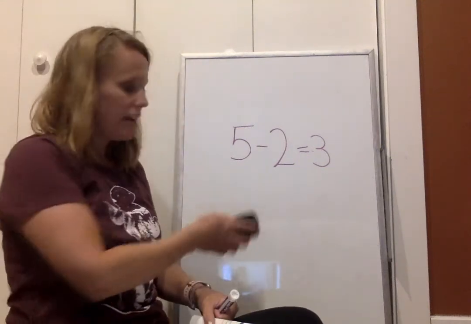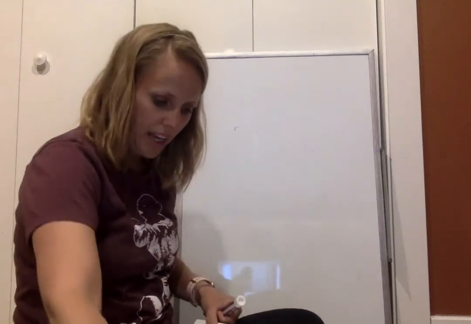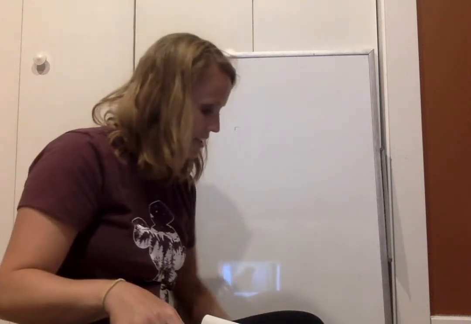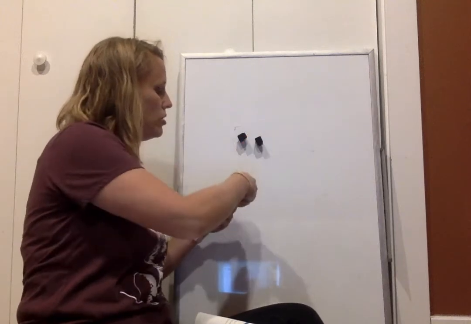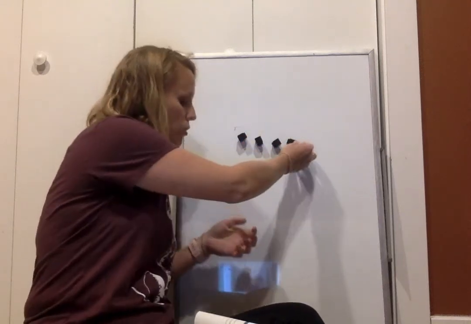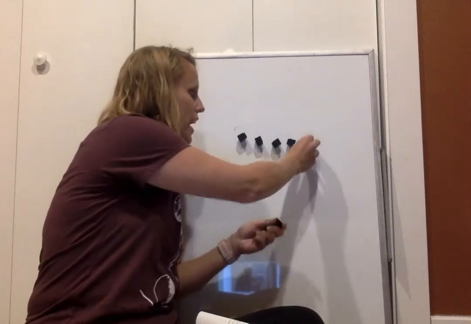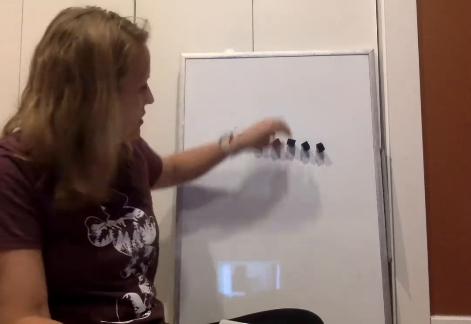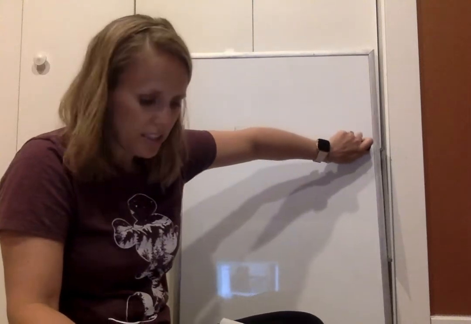Okay, here's our first problem. There are 6 fire hats, and firefighters take away 3 hats. How can you show how many hats are left? Let's start with 6 fire hats, and you can use your objects as well and some paper. 1, 2, 3, 4, 5, 6. Now, how many counters should we move to show the hats that are taken away? 3. So we're going to move these 3 away.